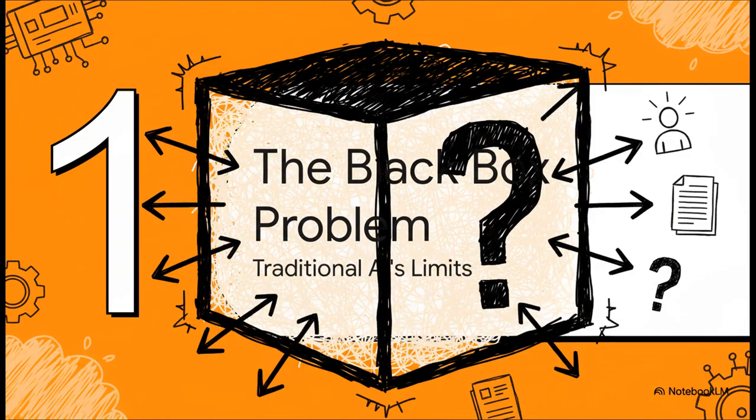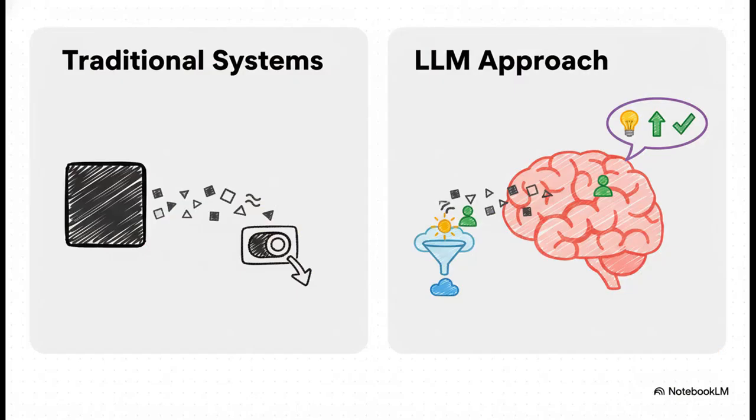But to get to that really cool future, we first have to tackle a huge challenge in AI. It's something people call the black box problem. You see, we have these incredibly powerful AI systems that are amazing at doing things, but they have no idea how to tell us why they're doing them. And here's what that looks like.